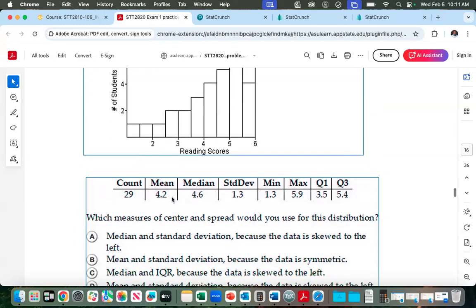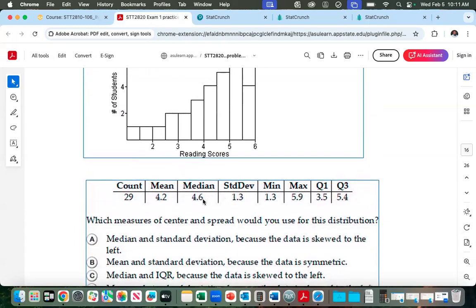We could also use the summary statistics to confirm that. So for left skewed, we can see that the mean is less than the median. You can see from here too. That also confirms that. And then we have these summary statistics.